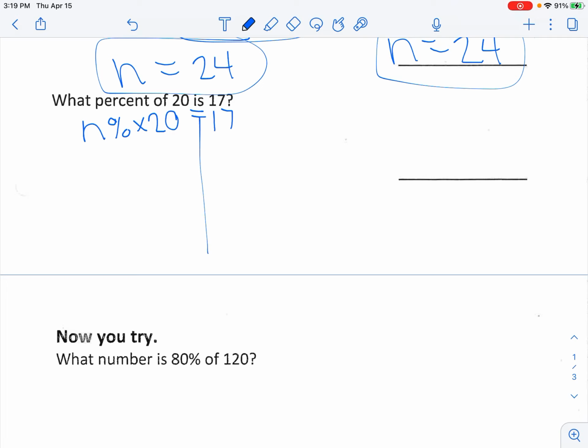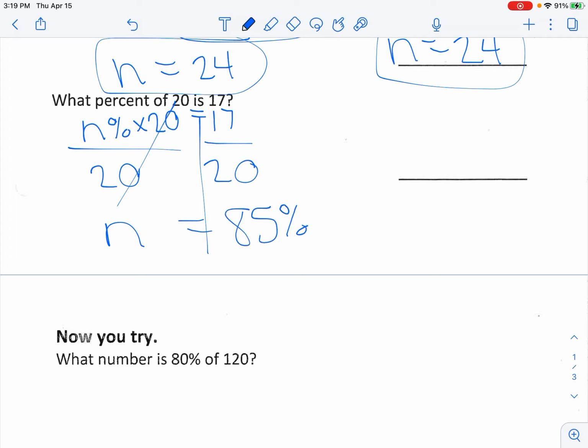Draw your mirror. Divide the left by 20, divide the right by 20. 20 divided by 20 is going to cancel. N equals, go to your calculator and divide 17 by 20. You're going to see 0.85, and that's 85%.